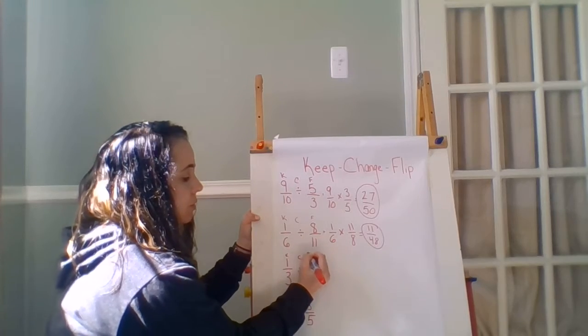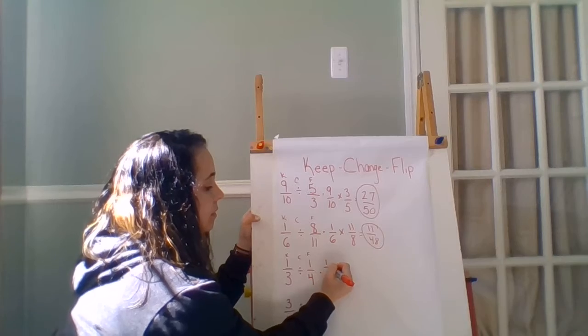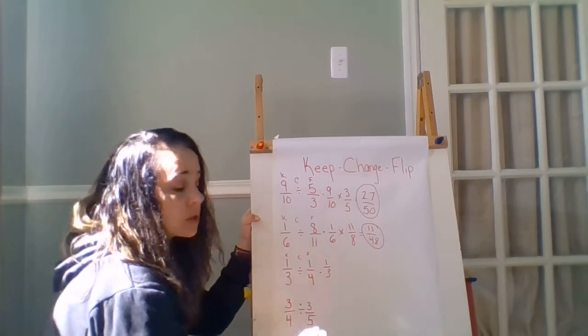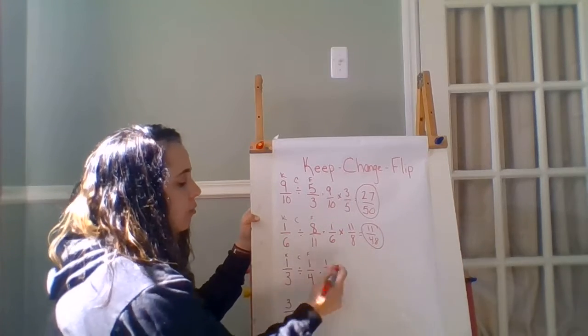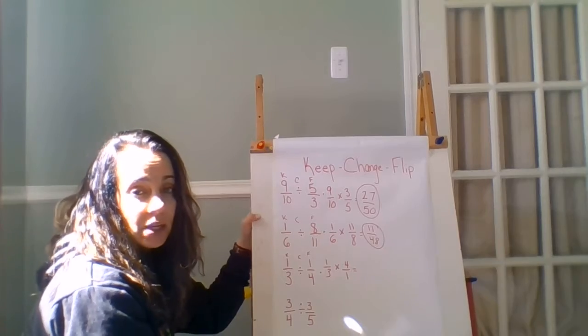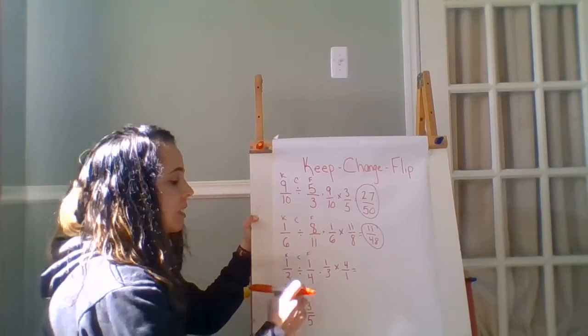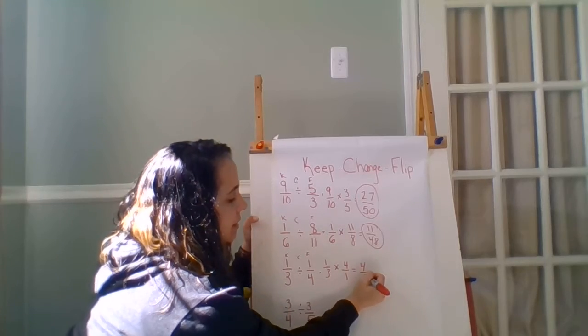Down here, again, we keep, we change, we flip. So we keep 1/3. We change our division to multiplication. And we flip this fraction around, so instead of 1/4, it's 4/1. Now we multiply across, easy peasy lemon squeezy. 1 times 4 is 4. 3 times 1 is 3.